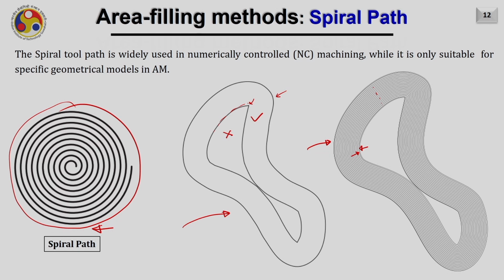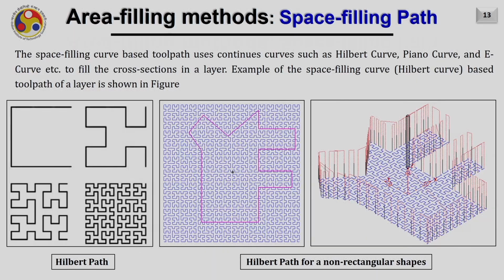But this tool path gives another benefit to us, that is a consistent feed rate, because the tool when moving on such tool paths doesn't change its feed rate very often, and hence the deposited material at each location remains consistent. Other tool paths nowadays getting popular for additive manufacturing are space filling paths. The space filling curve based tool paths use continuous curves such as Hilbert, Peano, E-curve, etc., to fill the cross section in a layer.